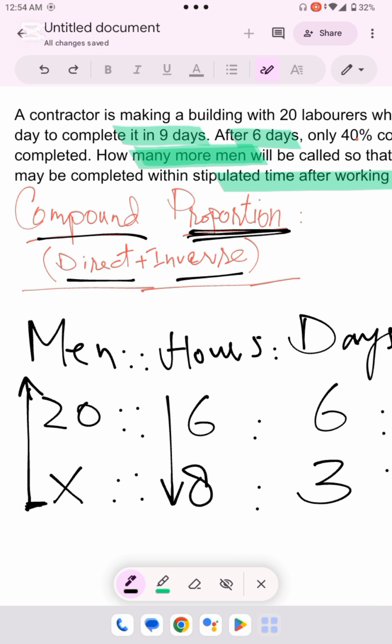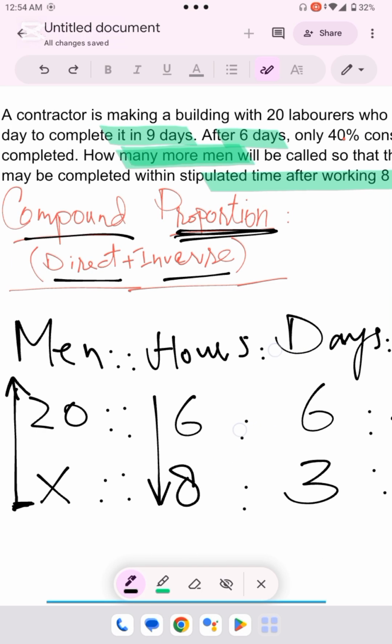Like I can give you an example. If two men are working on a task, they will have more time to complete. But if 20 men are there to complete the task, they will have much less time. And if 200 men are there, a lot of time will be saved. So less number of hours will be required if the number of men is more.